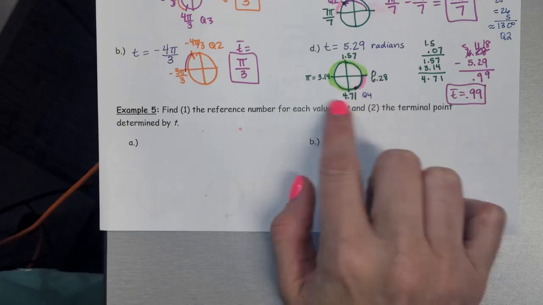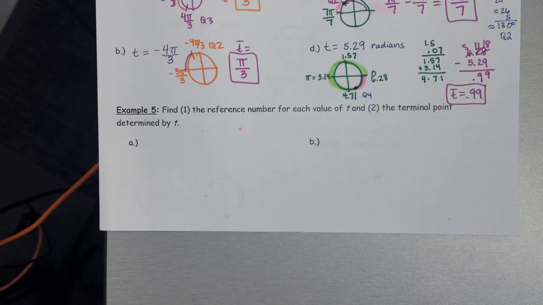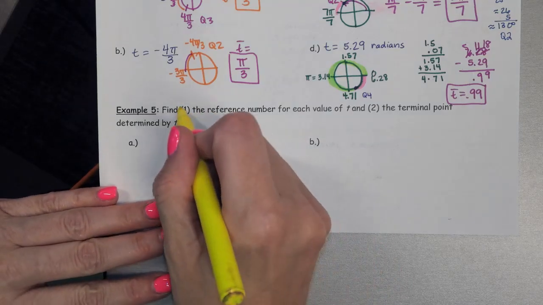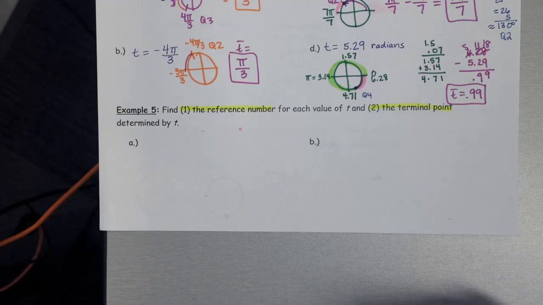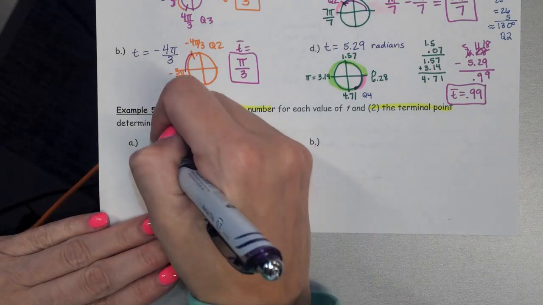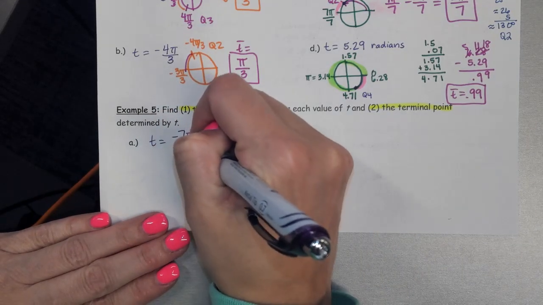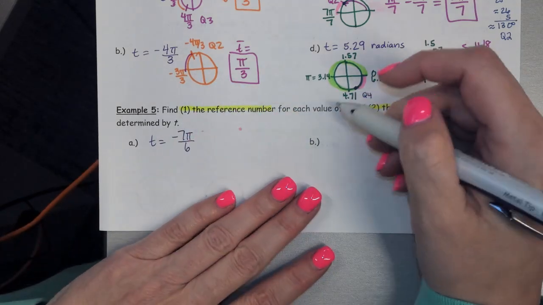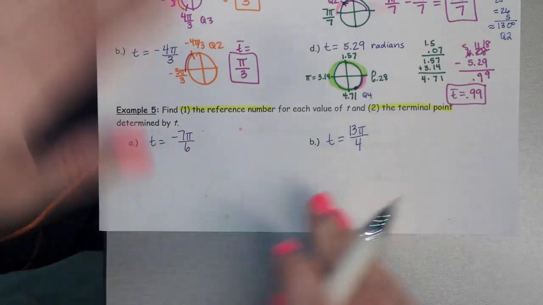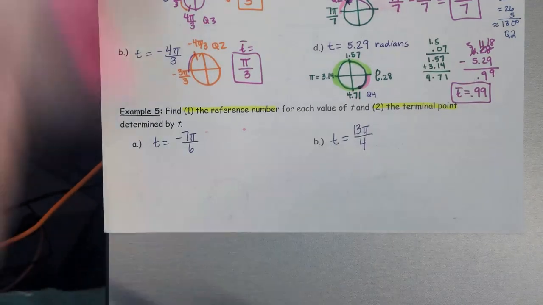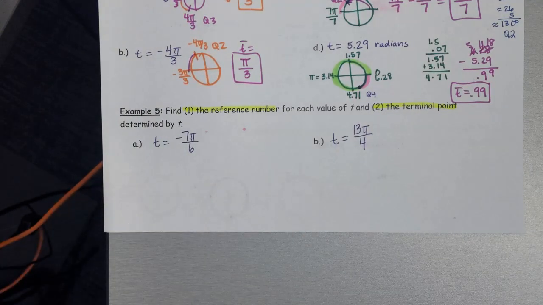Okay, so this is going to be very helpful when you have your decimals. Our last example is just examples 3 and 4 combined. You're going to find the reference number and the terminal point for each one. So your t is negative 7 pi over 6, and for B, your t is 13 pi over 4. I'm going to give you a minute to try the first one. So again, you're going to put that in your quadrant.